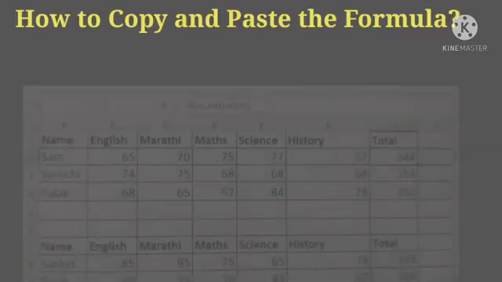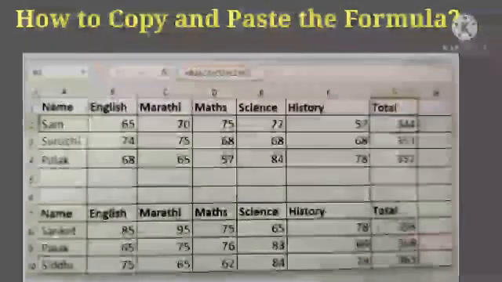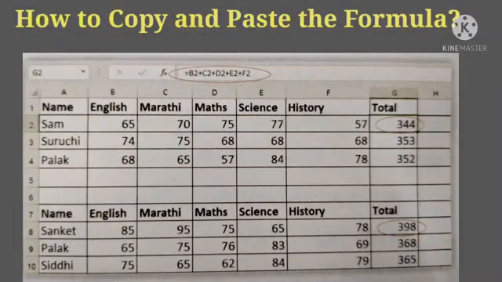How to copy and paste the formula? Select cell G2. Click on the Home tab and choose the Copy option. Now students, click on the G8 cell. Click on the Home tab and choose the Paste option. The formula is copied. Repeat the above steps to copy the same formula in the other cells.